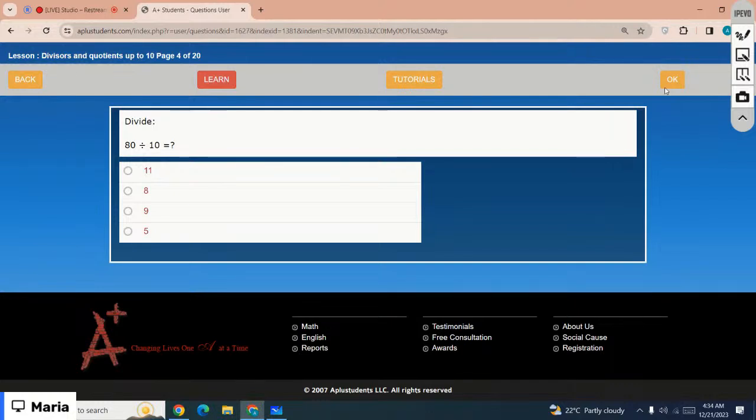The next one is 80 divided by 10. 10 times what number is 80? 10 times 8 is 80. The correct option is 8. Got it?